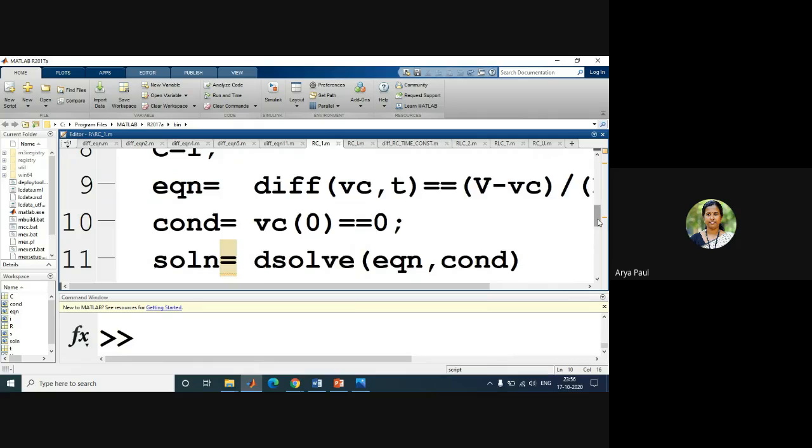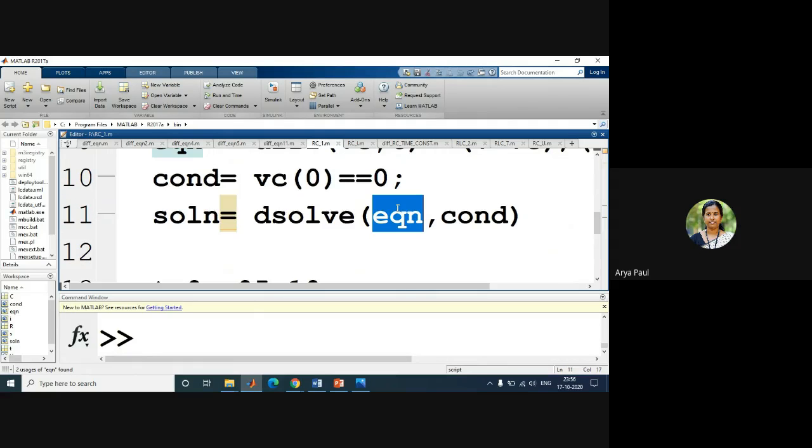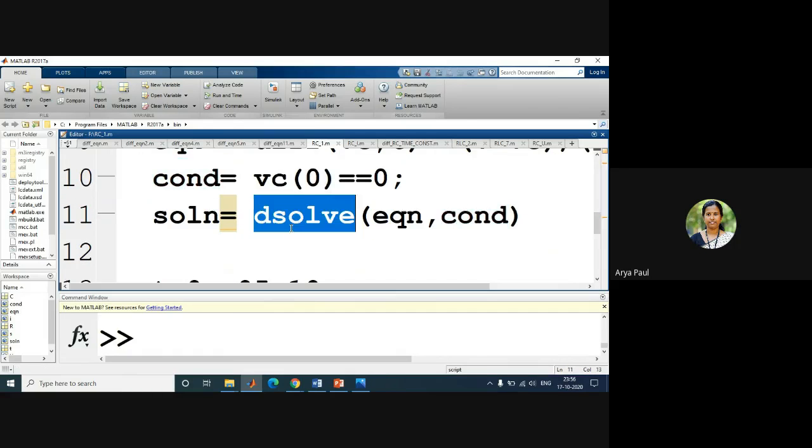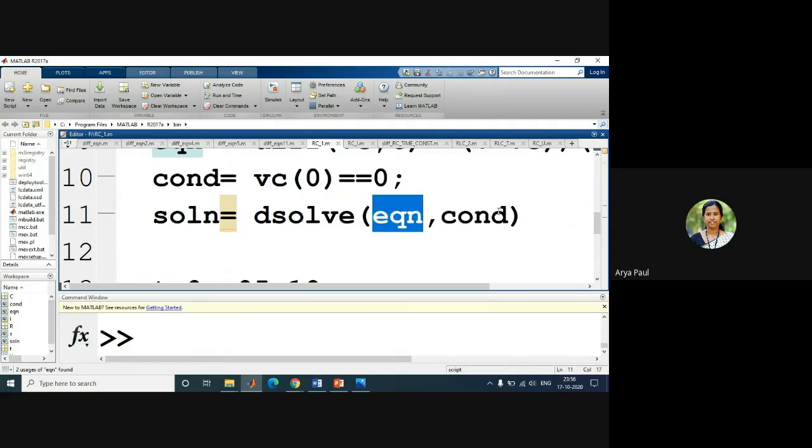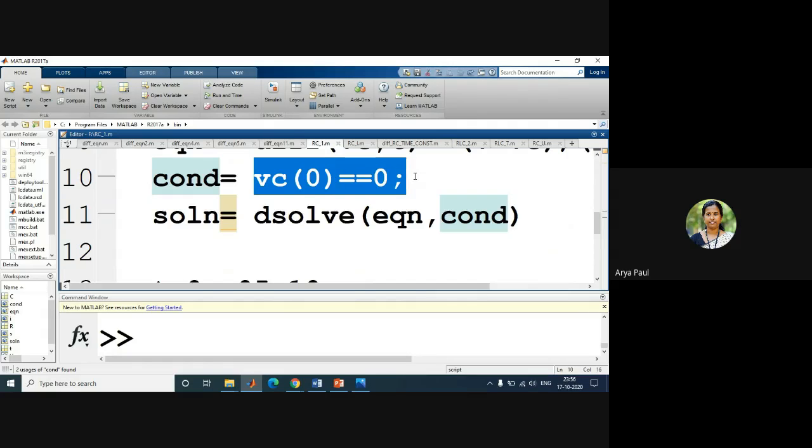Now you solve the equation and the condition using dsolve. dsolve is the keyword for finding the solution. So dsolve of equation comma initial condition. This is the initial condition, Vc of 0 is equal to 0.